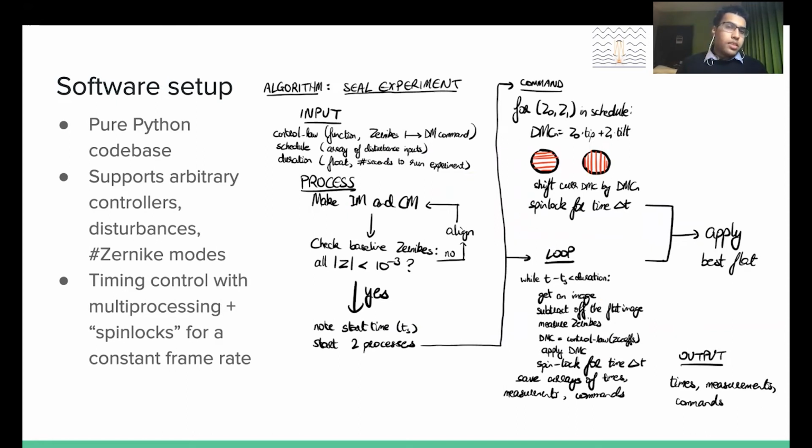Now, earlier I mentioned that we'd be applying disturbances and correction in the loop in parallel. This code base is in pure Python so that it can be easily extended, and because the interface to the hardware is also in Python. And getting Python to do something in real time is quite difficult. So the strategy we're using uses the Python multiprocessing library along with a technique known as spin locking, which is essentially staying stuck in a dummy while loop until a specific event happens.